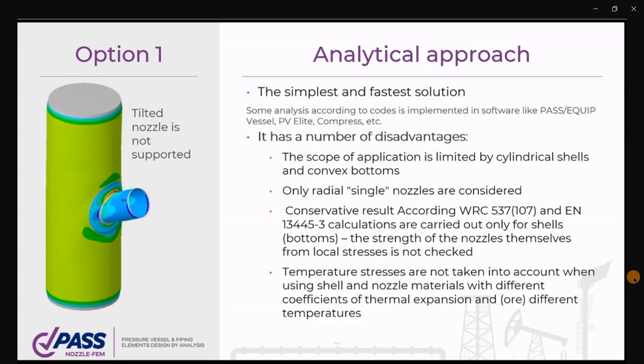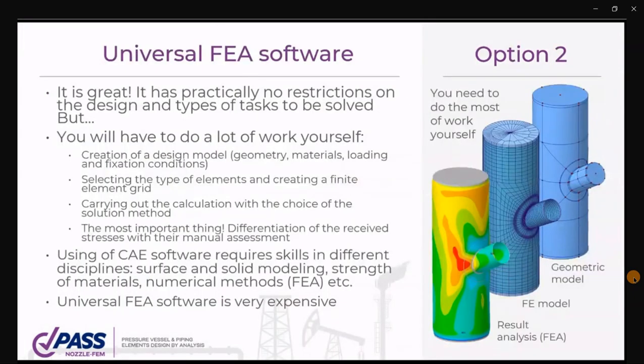Universal FEM software. It has practically no restrictions on the design and types of tasks to be solved. Universal programs can calculate any structures, not only for strength and stability in static setting, but also for dynamics, natural frequencies and shapes, temperatures, gas dynamics, and others. These programs, as I said before, are ANSYS, Nastran, Cosmos, Abaqus.